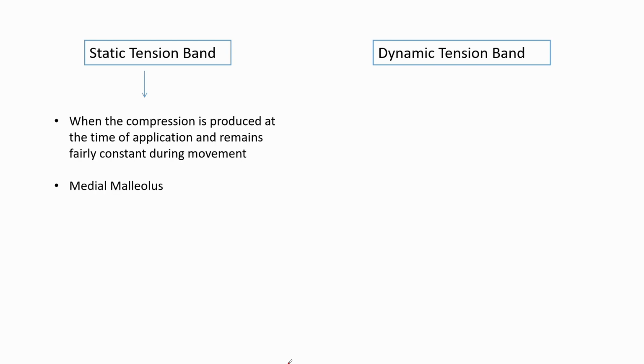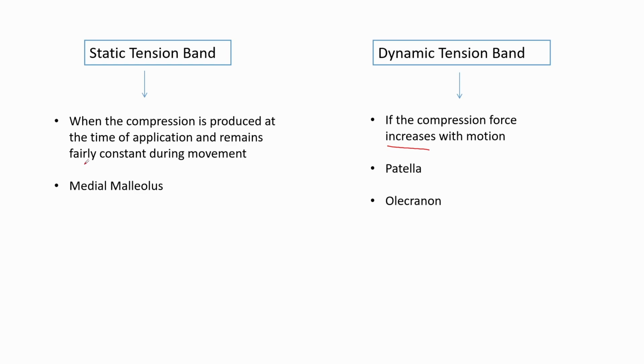What is static tension band versus dynamic tension band? A static tension band is when the compression is produced at the time of application and remains fairly constant during movement. An example is medial malleolus. Whereas in a dynamic tension band, the compression force increases with motion. So in a static tension band, the compression remains constant, and in a dynamic tension band, it increases with motion. The examples are patella and olecranon.